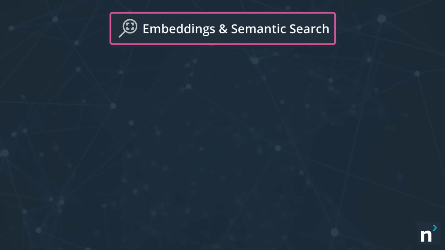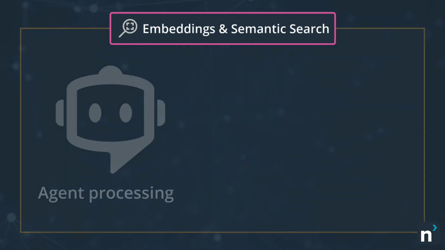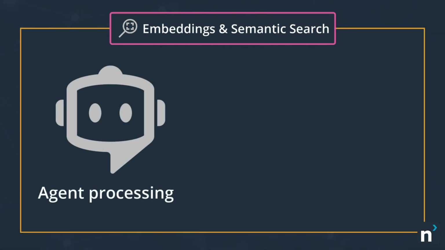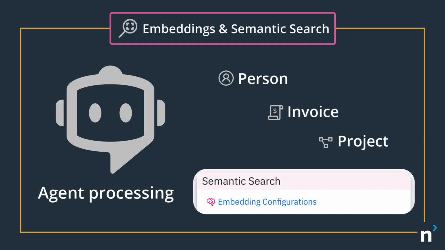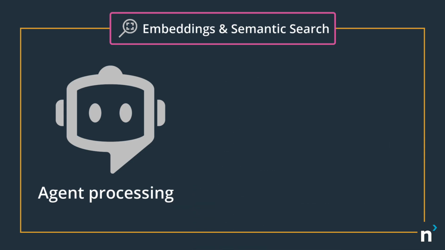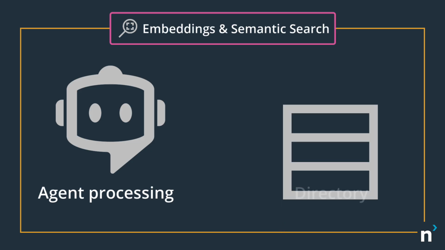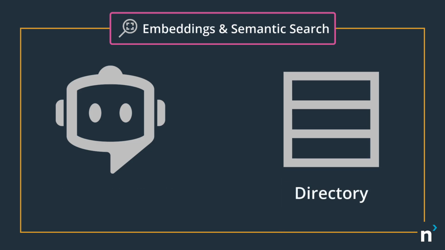There are two common scenarios where semantic search is essential. First is agent processing. Anytime an agent needs to act on an existing record, like a person, invoice, or project, it usually requires a semantic search definition. For example, if a user asks Ed to tell them about someone in the directory, Ed needs semantic search to locate the correct record.